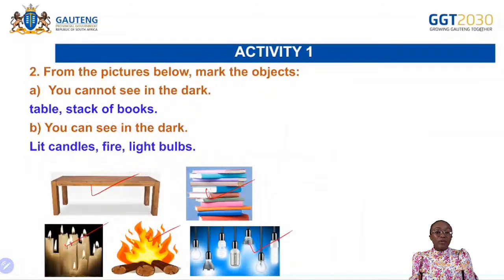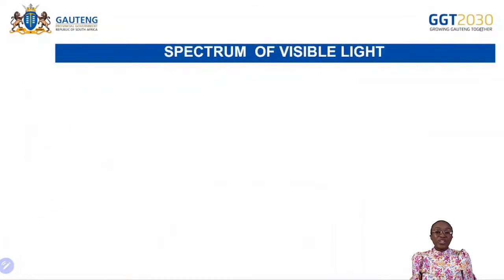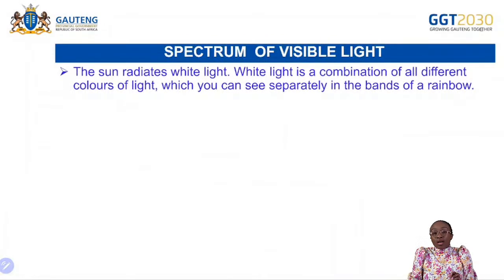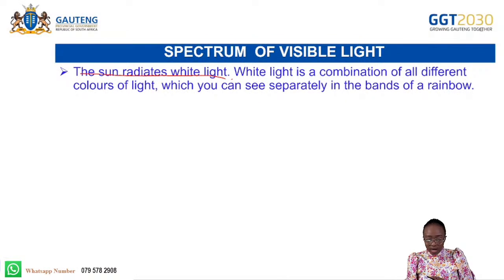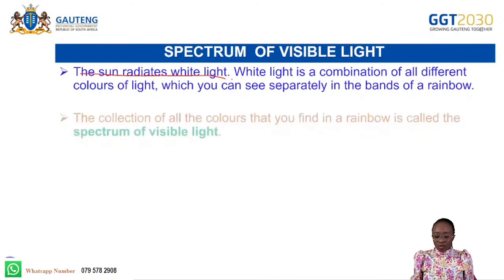Welcome back. Now let's move on to the second half of our lesson. We're going to be learning about the spectrum of visible light. So far, we've learned that the sun radiates white light. So what is white light? White light is a combination of 7 colors, which you can see clearly whenever there is a rainbow.